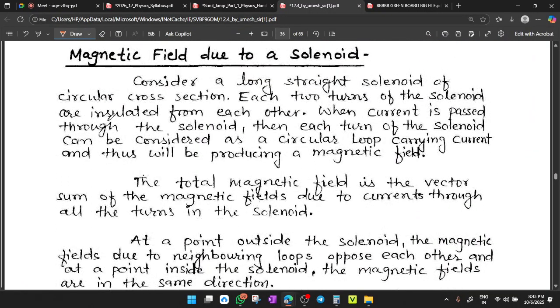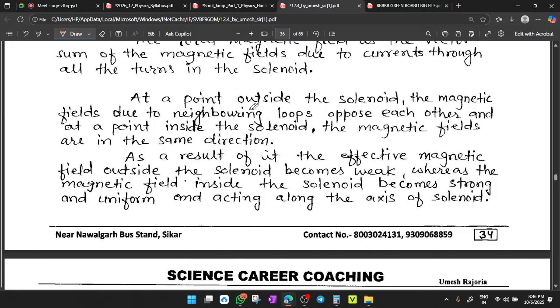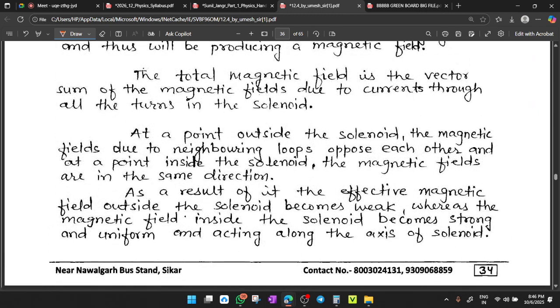So, magnetic field due to a solenoid. Consider a long straight solenoid of circular cross section. Each two turns of the solenoid are insulated from each other. When current is passed through the solenoid, each turn can be considered as a circular loop carrying current, and thus produces a magnetic field. The total magnetic field is the vector sum of all the magnetic fields due to currents through all the turns in the solenoid. At a point outside the solenoid, the magnetic fields due to neighboring loops oppose each other. At a point inside the solenoid, the magnetic fields are in the same direction. Yes, see here, this line is more important.